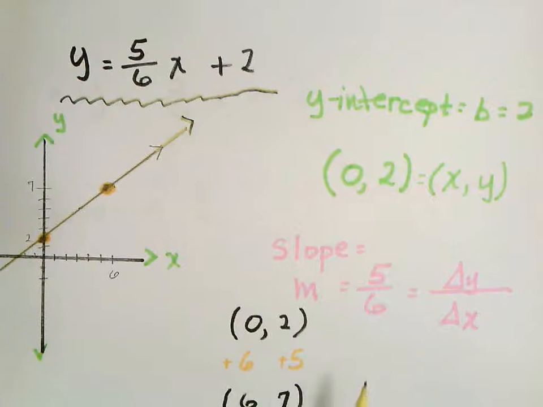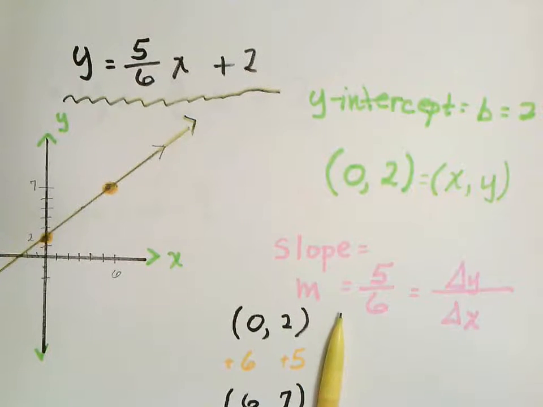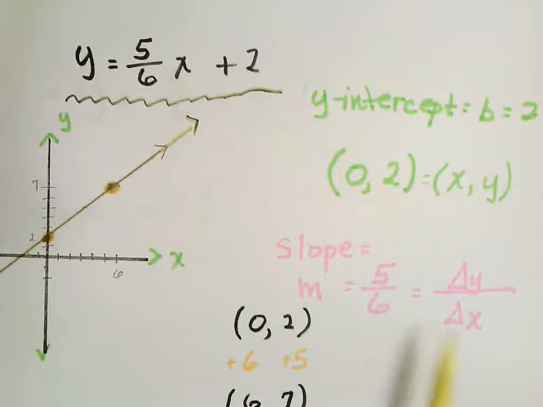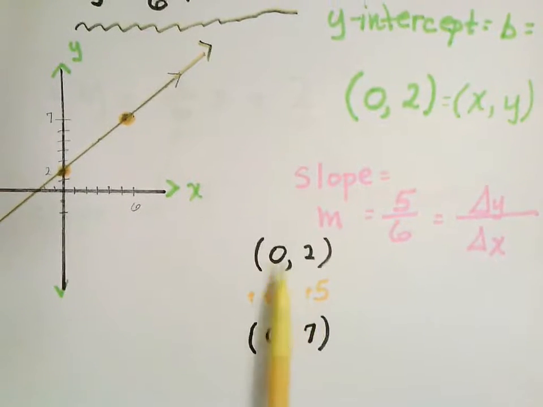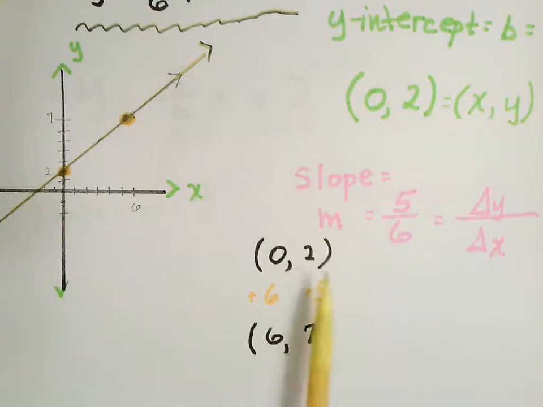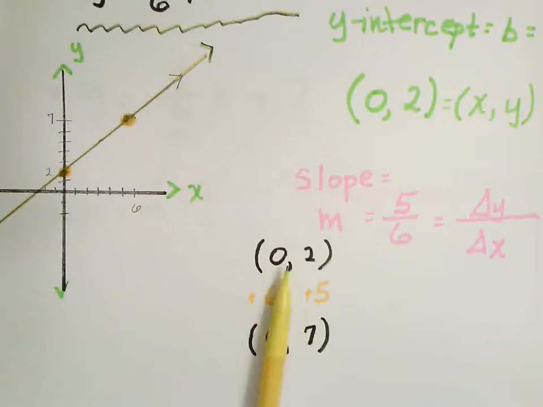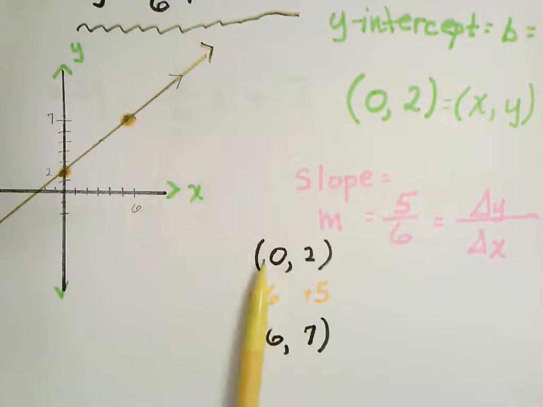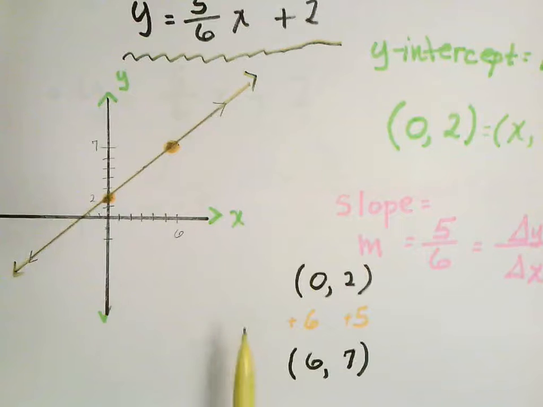And then the slope is 5/6. The numerator represents a change in the y. The denominator represents a change in the x. And this says that every time we add 5 to the y, we must add 6 to the x. So here, I take my y-intercept, 0, 2. I add 5 to the y. Then I add 6 to the x. 0 plus 6, 6. 2 plus 5, 7. And I have another point on the line.